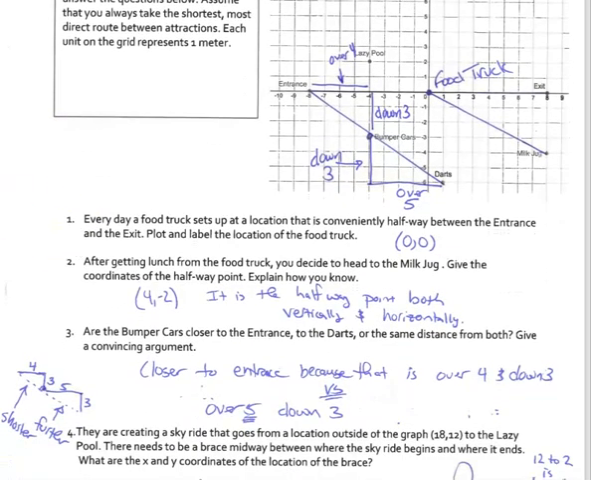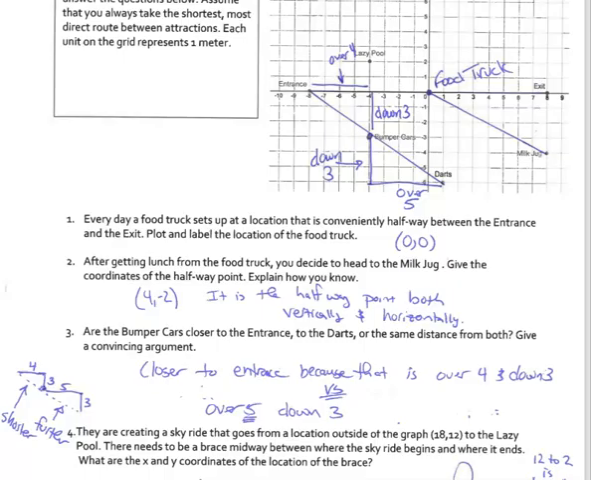The next one asked, are the bumper cars closer to the entrance or to the darts? Explain your reasoning. So they are closer to the entrance because you could see this is over by 4 and down by 3, whereas the other one is also down by 3, but it's over by 5. Now, I do know that you guys know the Pythagorean theorem, and you probably could calculate the exact distance, but we're not doing that in this lesson. So there you go. You could see that the entrance is going to be closer because when we're looking at the 3 and the 4 versus the 3 and the 5, if you did the Pythagorean theorem, you would find out that the 3 and a 4 is less of a diagonal than between a 3 and a 5.